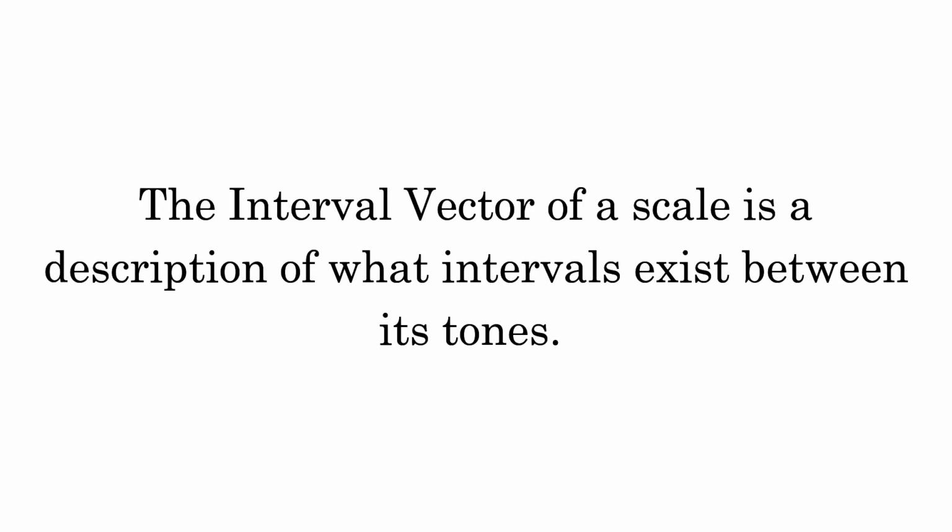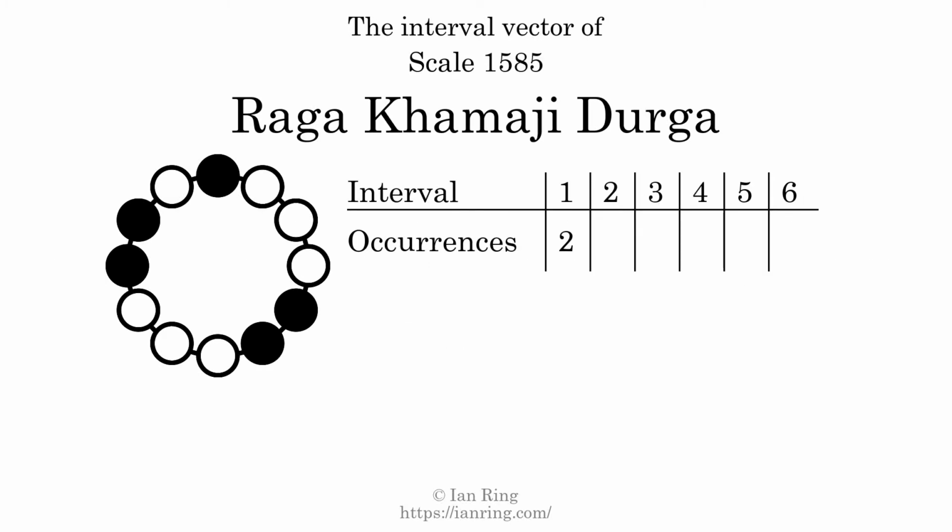The interval vector of a scale is a description of what intervals exist between its tones. There are 2 intervals with the size of 1 semitone. They are here and here. There is 1 interval with a size of 2 semitones. It is here. There is 1 interval with a size of 3 semitones. It is here. There are 2 intervals with a size of 4 semitones. They are here and here.